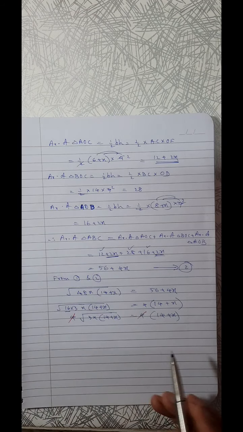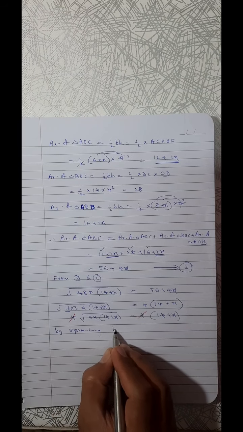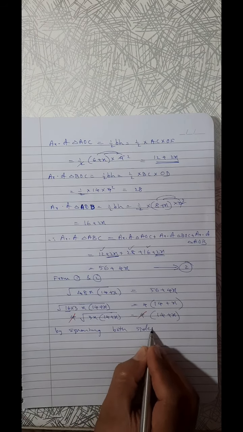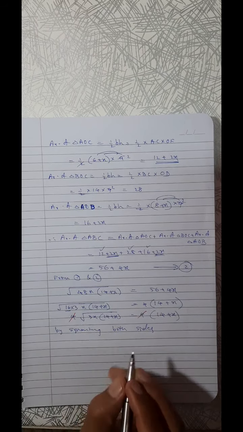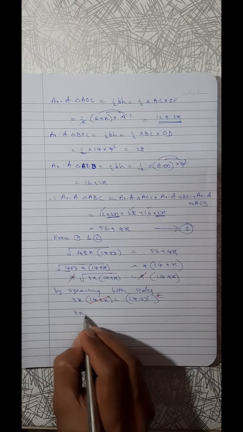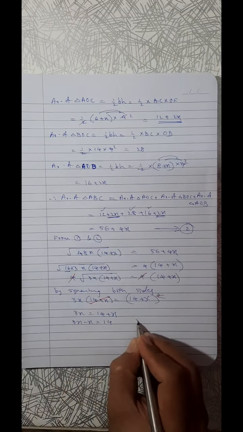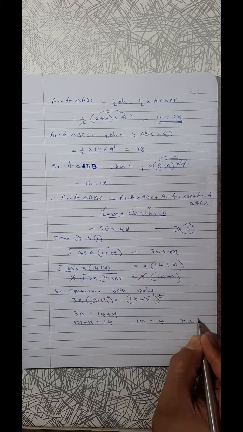Now we can do squaring both sides. By squaring both sides, root will go here. Left side root is gone. 3x into 14 plus x equal to, here squaring, 14 plus x all square. Again cutting. 14 plus x cancelled. So 3x equal to 14 plus x. 3x minus x, 2x equal to 14. x equal to 7.